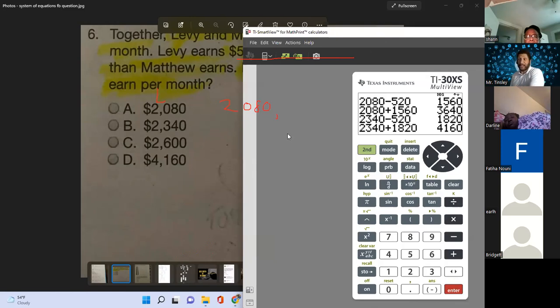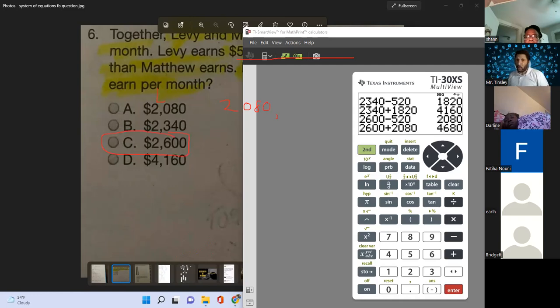And this is the answer that we got the first time. It's 2,600. I know Levi makes 520 more, so I'm going to subtract 520 to get what Matthew makes. Matthew makes 2,080. So now I have what Levi and Matthew make. Let's add them together. 2,600 plus 2,080. Let's see if we get 4,680. We do. That's no algebra. That's just using your multiple choice answer and understanding what they're giving you.